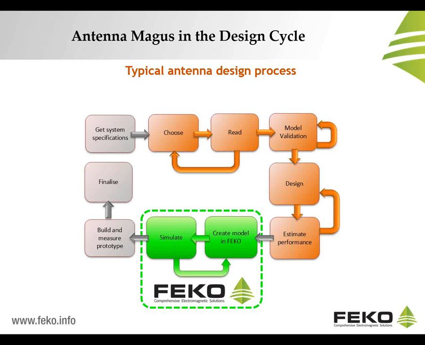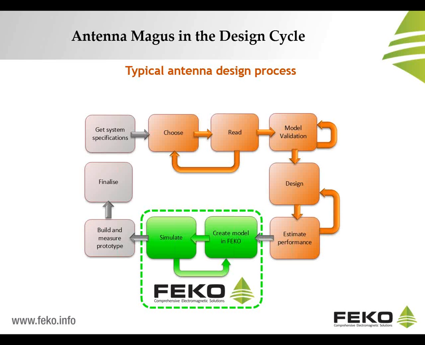Once you've iterated through this loop, all of the orange blocks in this little diagram, you could then eventually go to FEKO, where you would have to draw up this model yourself. So you'd use the primitives in FEKO to draw up an antenna. You could then simulate it. Once again, this is a little iterative loop. And once you're happy with this, you could build and measure a prototype and finalize the design. Now, this seems like a very cumbersome process. And this is exactly where Antenna Magus comes into the process to help you.